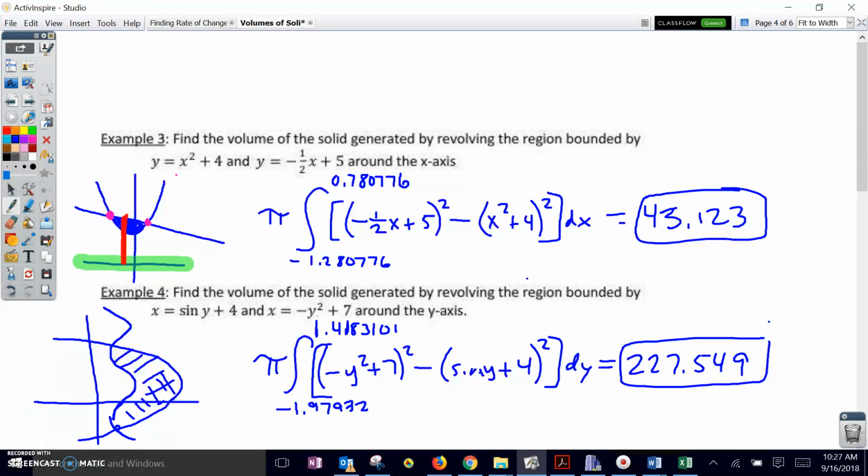The y coordinate of this intersection point on this graph is negative 1.979. The y coordinate of this one is 1.418. The radius is the distance from the parabola to the y-axis, and the inner radius is the distance from the sine function to the y-axis. Alright, so that's a little trick and tip we can use to help us when we're finding regions that aren't easy to graph, where we've got functions x as a function of y.